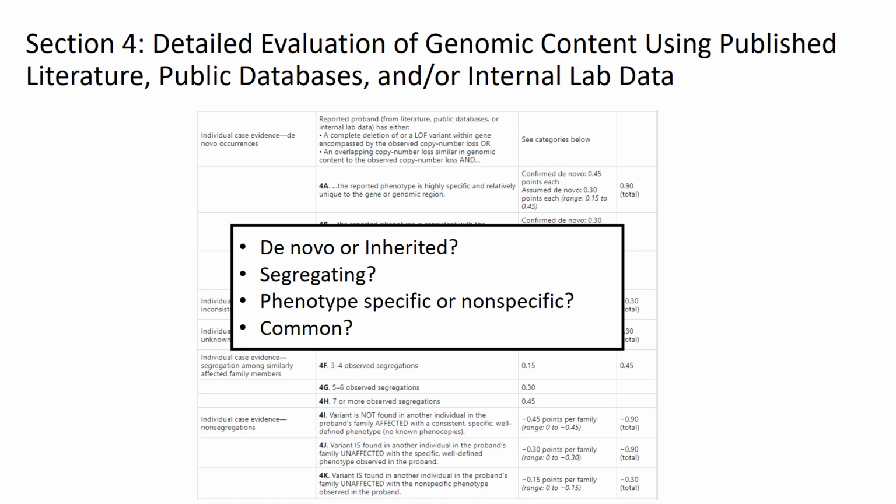Next, in Section 4, we will need to do a detailed evaluation of this deletion using published literature, databases, and internal data, looking for information including whether the deletion is de novo or inherited in the literature, whether it's segregating if inherited with clinical phenotypes, if associated clinical phenotypes are specific or non-specific, and also whether deletions of this region are common in the general population or commonly inherited from relatives who are unaffected.